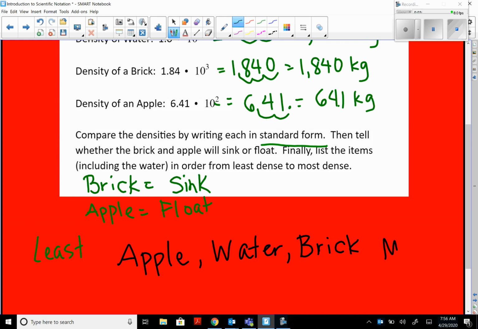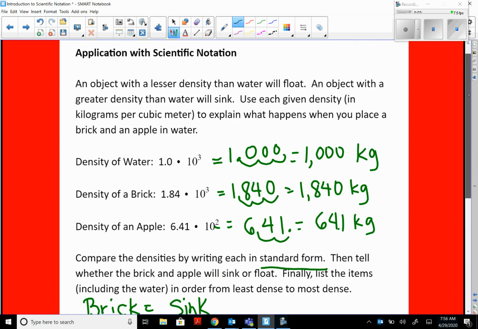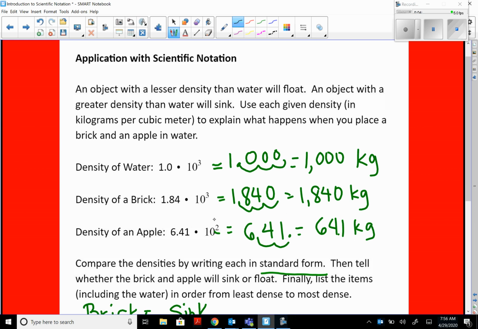And that's it. So hopefully this helped you gain a better understanding about how to write numbers in scientific notation in standard form and how to compare them. Instead of just rewriting them in standard form, I also could have looked at the exponents, and I could have probably seen right away that the density of the apple was going to be smaller or less than the density of the brick and the water because of the exponent. So I just wanted to bring that to your attention as well.